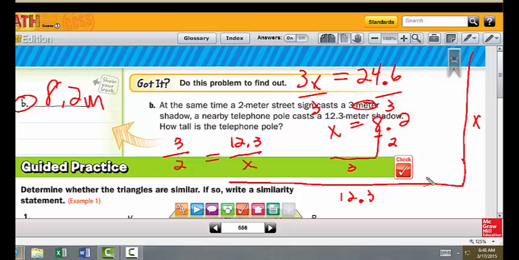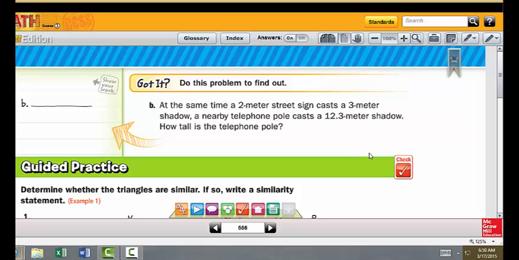Just remember when you set these up, you could have done this many different ways. We could have gone 3 over 12.3, for example. 3 over 12.3 equals 2 over x. And again, we would have 3x equals 24.6. No matter how you set it up, it's going to end up the same way. The key thing is, whatever you do, if you do it shadow to shadow, or if you do it the height of the thing to its own shadow, that you have to be consistent with how you set up your proportion. Please press pause and do guided practice.